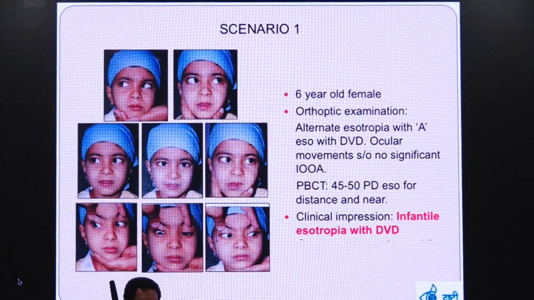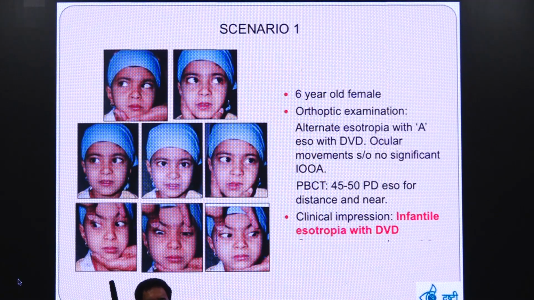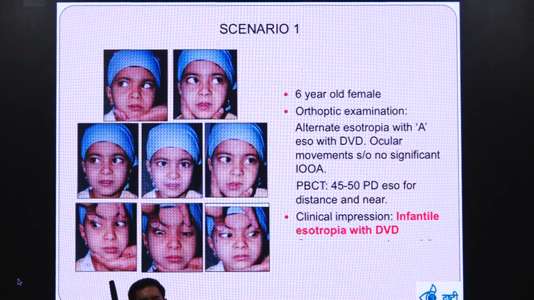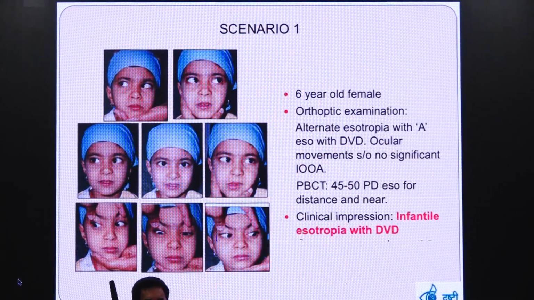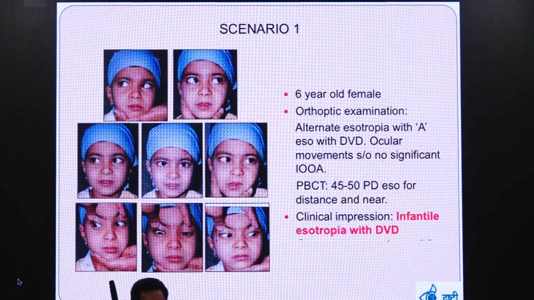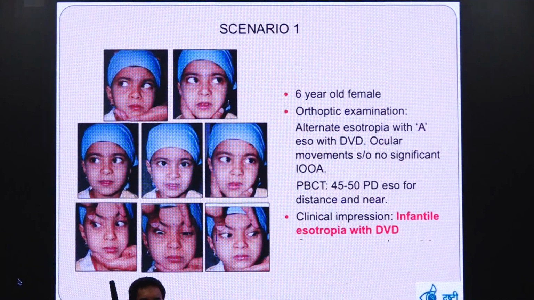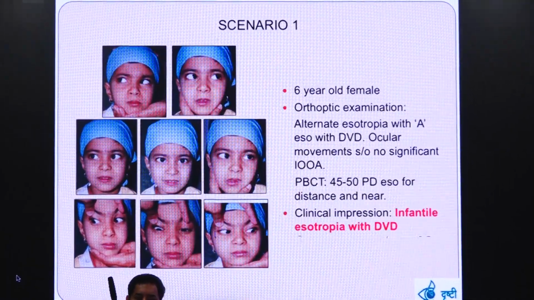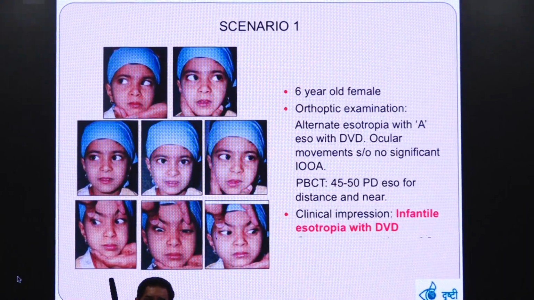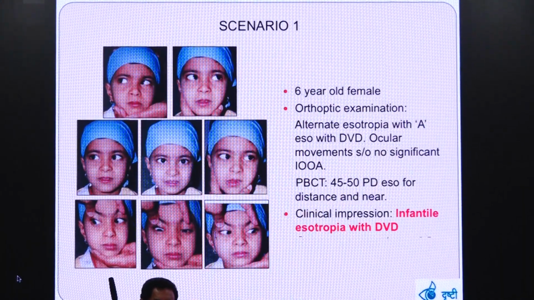Coming to the first case, this was a 6-year-old female. She had an alternate esotropia with DVD. The ocular movement showed no significant oblique overaction. Prism bar cover test showed 45 to 50 prism diopters for distance and near. So she was diagnosed as infantile esotropia with DVD.